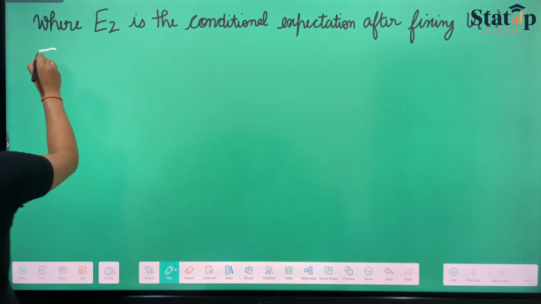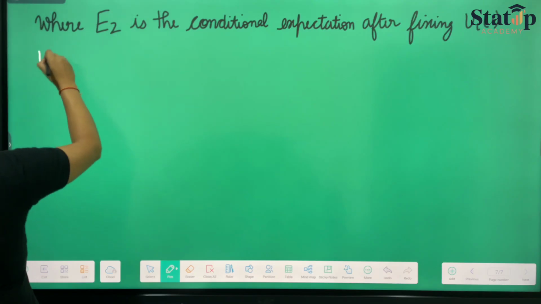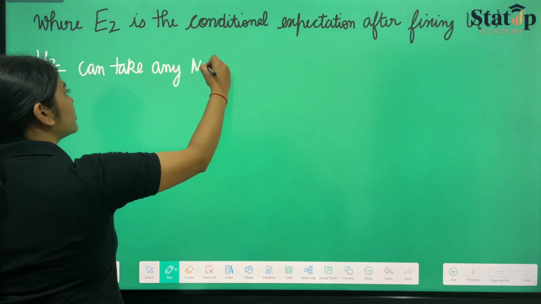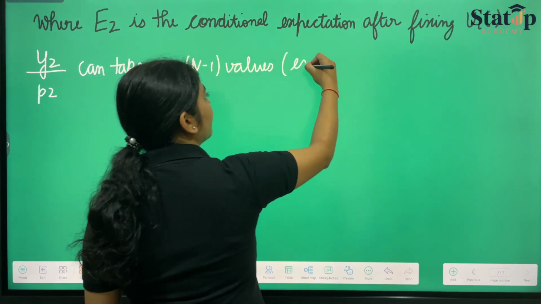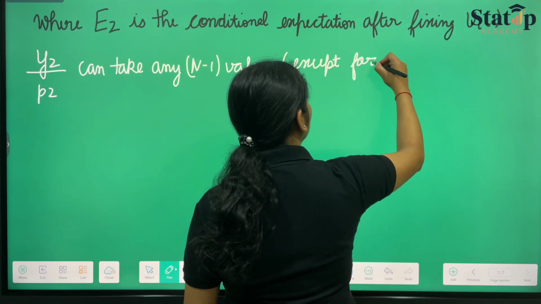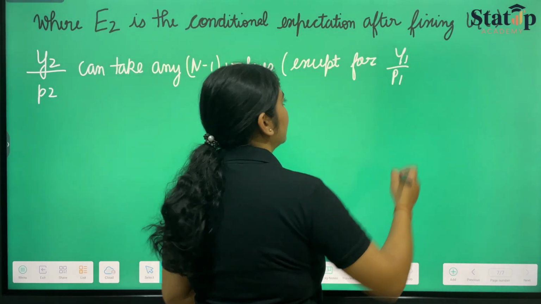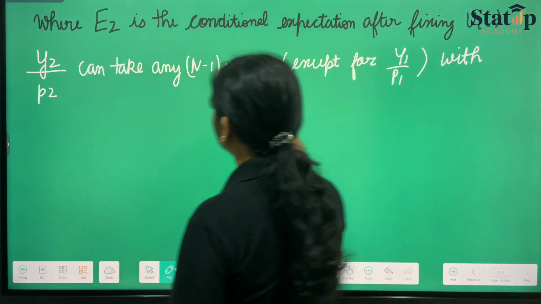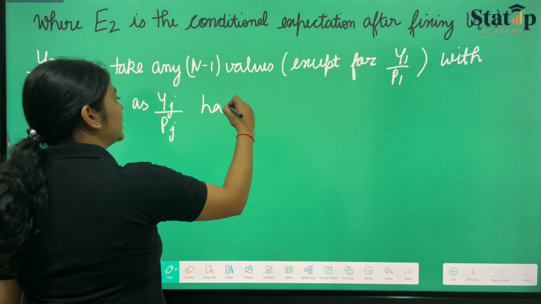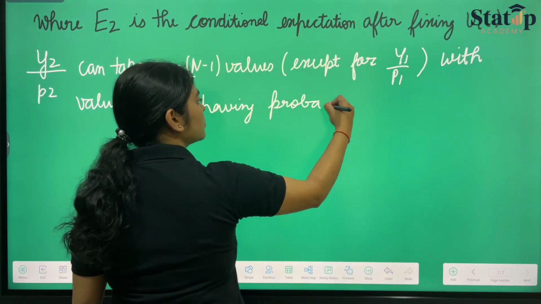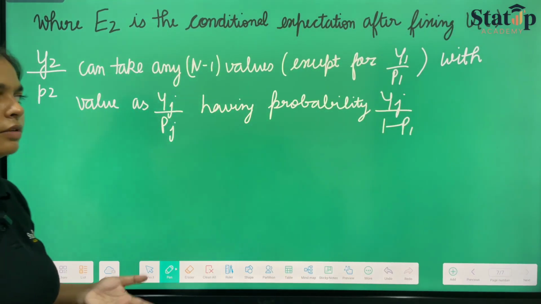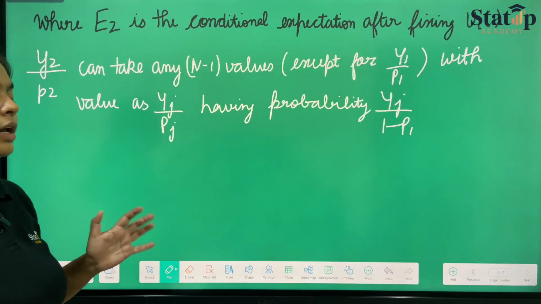So we know that y2 upon p2 can take any n minus 1 values except for y1 upon p1, because y1 upon p1 has already been selected, with value yj upon pj having probability pj upon 1 minus p1, because the total probability gets divided, since p1 has already been selected, so we will take 1 minus p1.